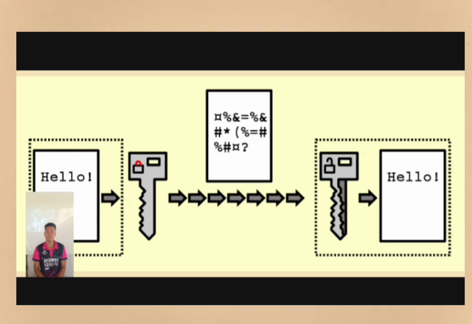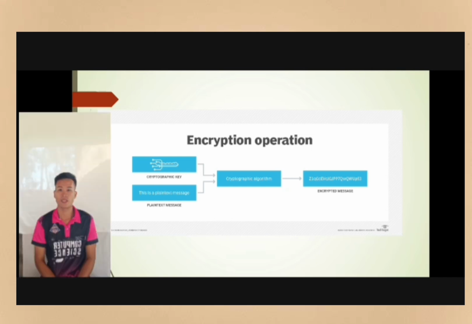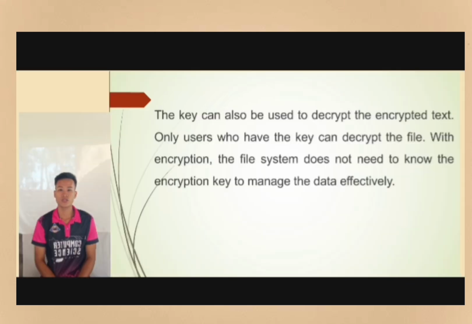An encryption key is applied to plain text to encrypt it. As the photo shows, the user can have access to a key that can encrypt the message and use the cryptographic algorithm to encrypt the plain text into different letters, symbols, and numbers. The key can also be used to decrypt the encrypted text. Only users who have the key can decrypt the file. With encryption, the file system does not need to know the encryption key to manage the data effectively.